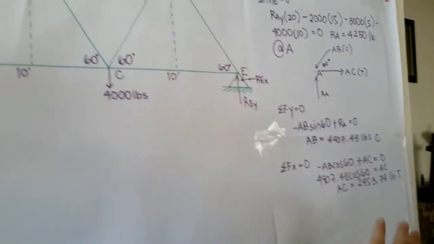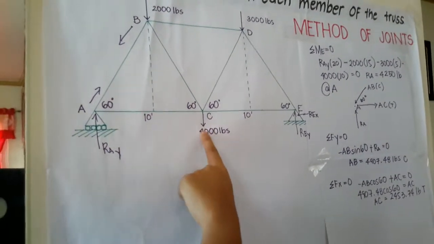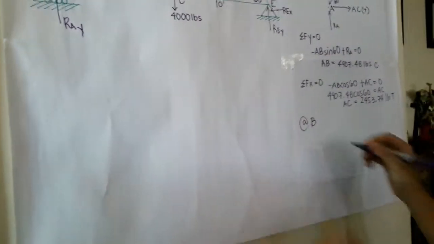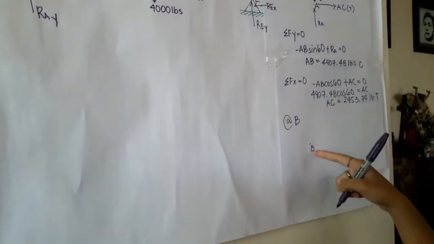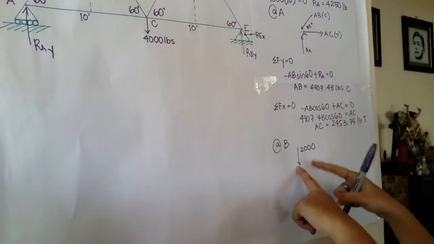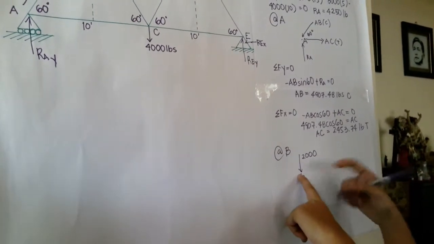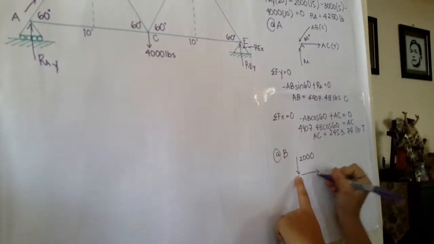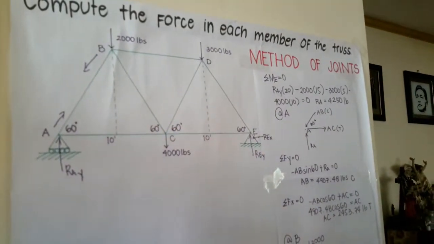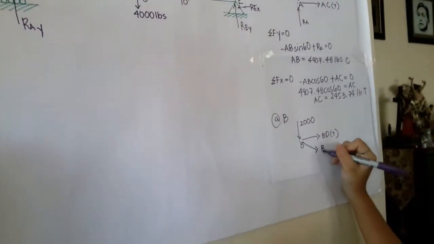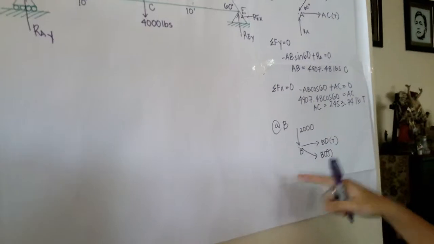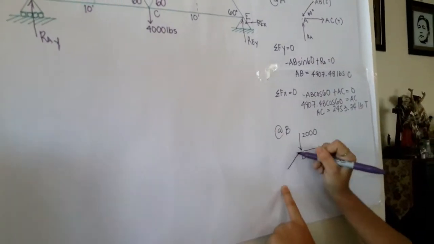So now I have the values of the two members, AC and AB. Now I could get another member. I would go next to point B. At point B, same thing, I would draw the free body diagram. At point B, there is 2,000 pounds. And then there is BD, which I will assume is in tension, meaning it will go to the right. Label it tension. And then here, BC, also in tension. I will label it tension. And then another one is AB, which is compression.